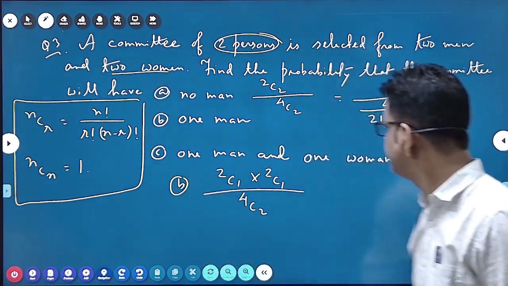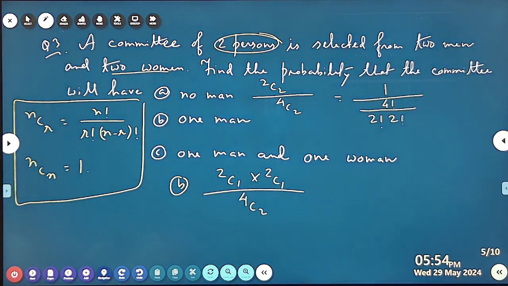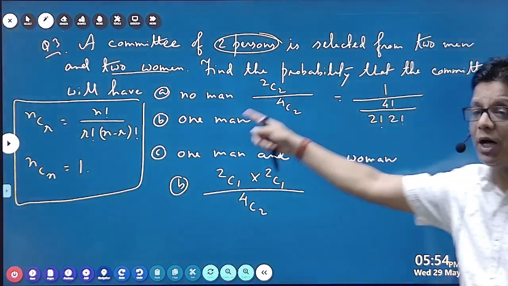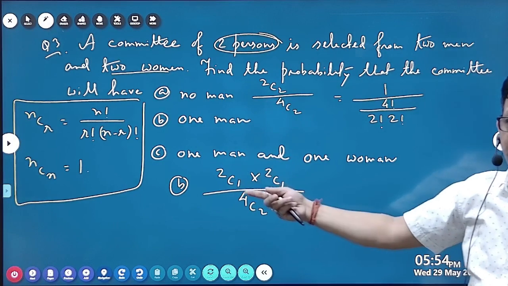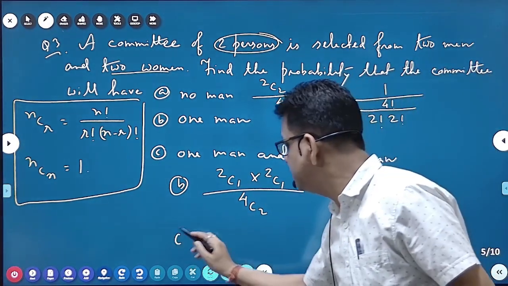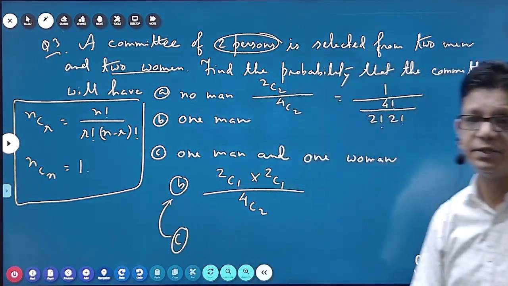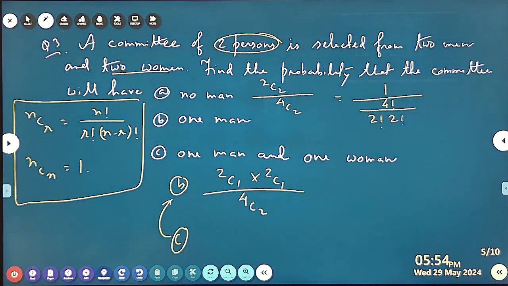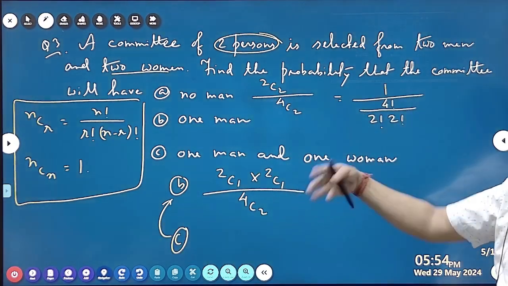Third one, number C, is it actually the same answer? If 1 woman, the other one must be a man. So this C answer and B answer are the same, although they look different. Yes or no? Because if 1 man is taken, the other one must be a woman only.